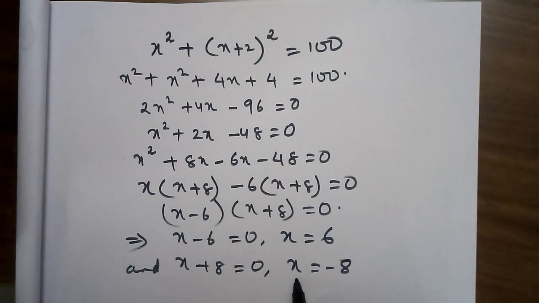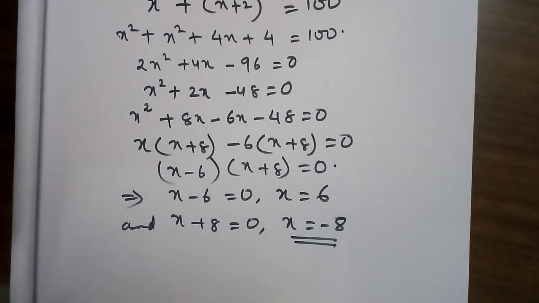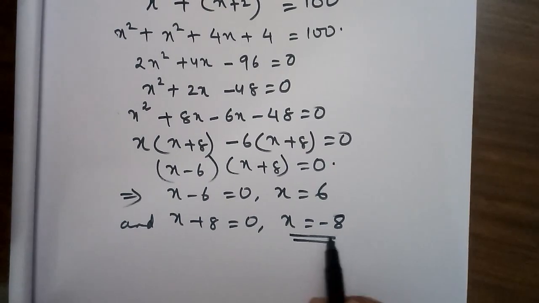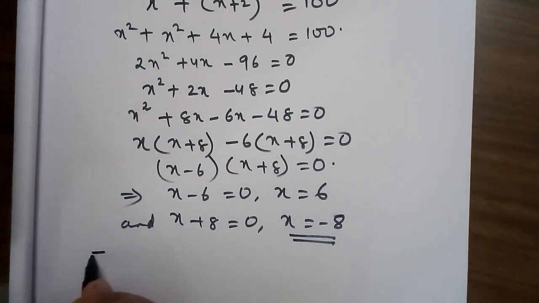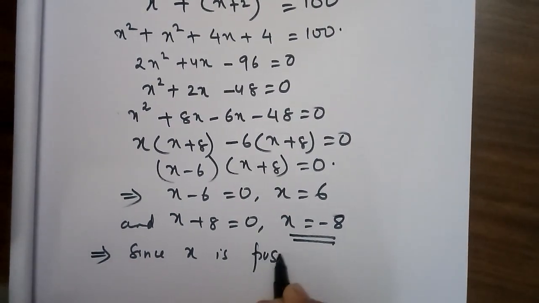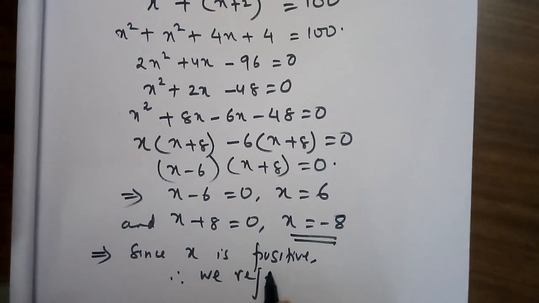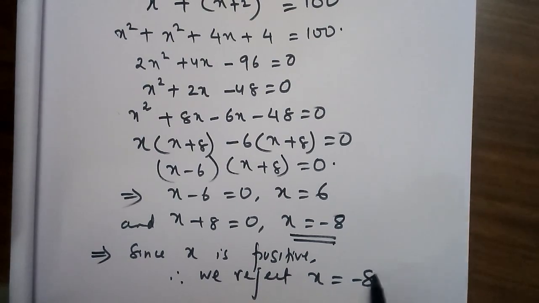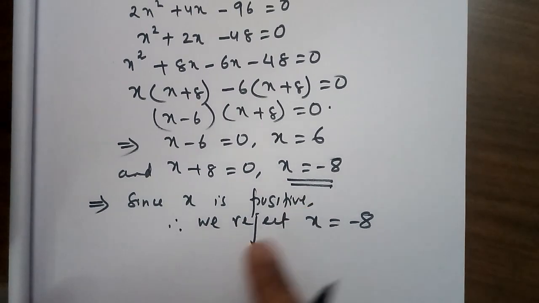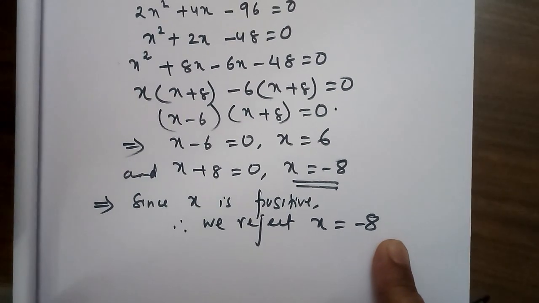Now over here I have got the answer as minus 8. The question started off with two positive even integers. Here I have consecutive integers. Here I have got a negative number. So over here you will have to write, since x is positive, therefore we reject x equal to minus 8. This particular step that I've written over here, that since x is given as positive, we reject x equal to minus 8, carries marks. You just cannot overlook the step and move on to the next value.